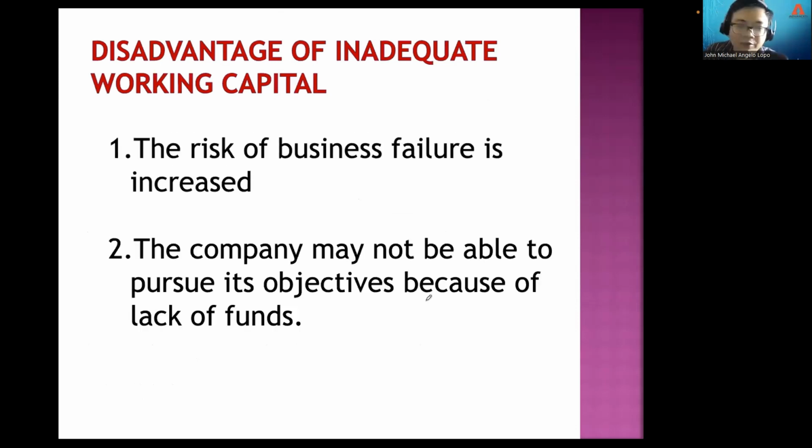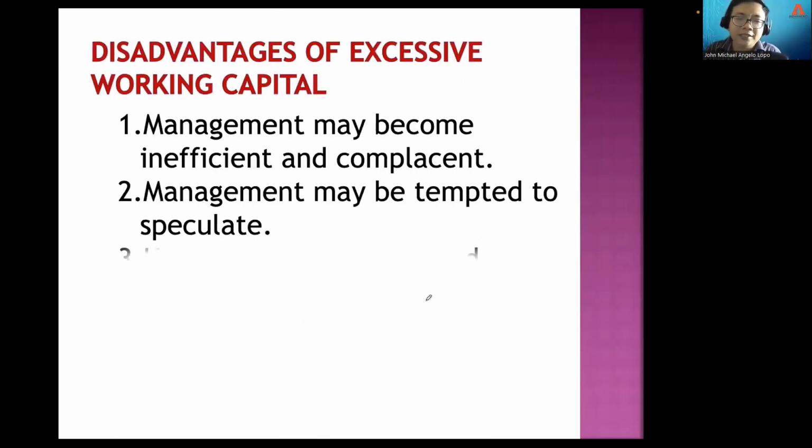But those are all advantages, no? You also have disadvantages. Of course, if you have an inadequate working capital, common sense, you have no money, you have nothing to pay with. There is a risk of business failure, or the company may not be able to pursue its objectives because of lack of funds. Right?